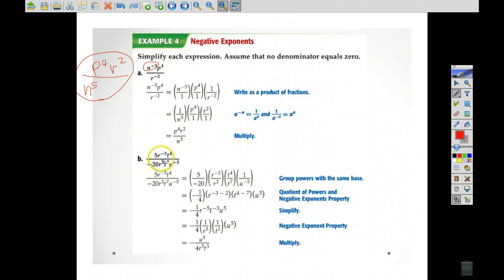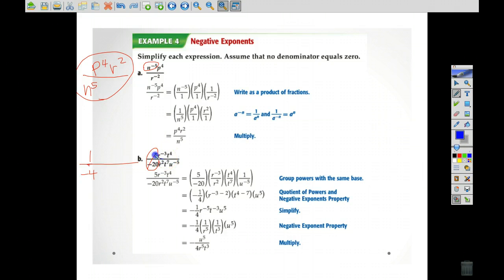Okay, so here I'm going to look at just the numbers. 5 over negative 20 can be rewritten as 1 over negative 4. I'm not going to write the 1, but I'm definitely going to write the negative 4 in the bottom. Yes, there's an imaginary 1 here. If you want to write it for now, that's fine. So 1 over negative 4. That took care of that. And if you want to cross out as you're doing it, it's fine too.